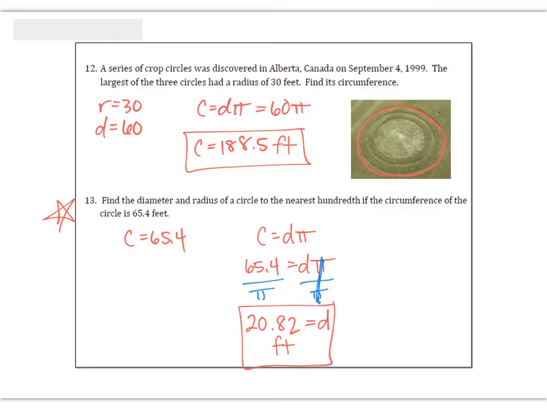But read the question carefully. It says find the diameter and the radius. How do we get the radius? Well, you're just going to take 20.82 and cut it in half, and so that ends up being 10.41 feet. Oops, that's a T.